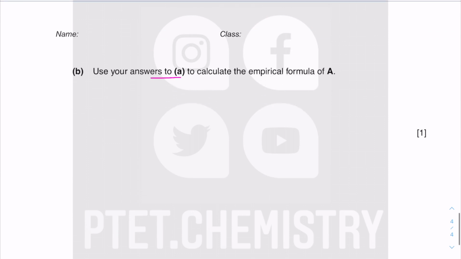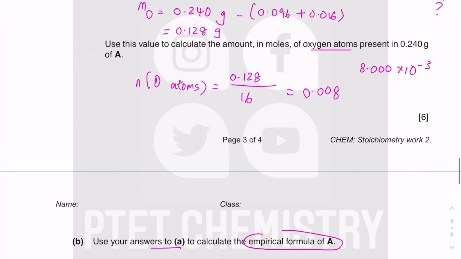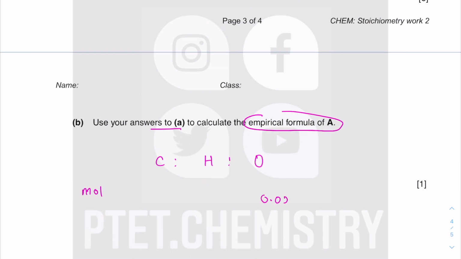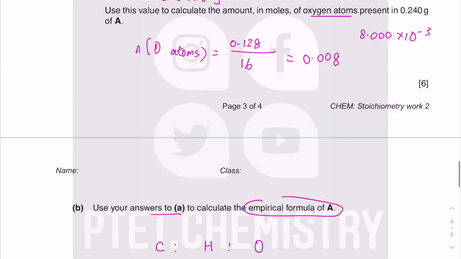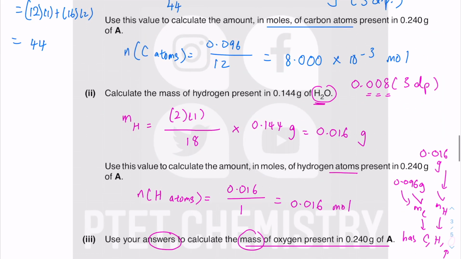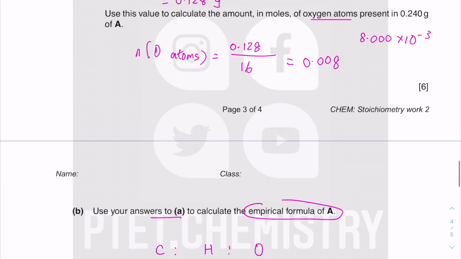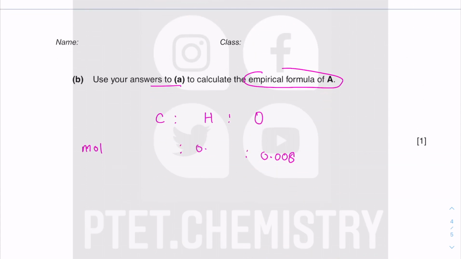Use your answers to A. Empirical formula. Empirical formula is the simplest ratio of atoms. So what we have is carbon, hydrogen, oxygen. What we have is mole. And the mole of oxygen atoms is 0.008. So I put in 0.008. Carbon, the mole of carbon atoms is 0.008, and the other one is 0.016. So 0.016 for hydrogen, 0.008.